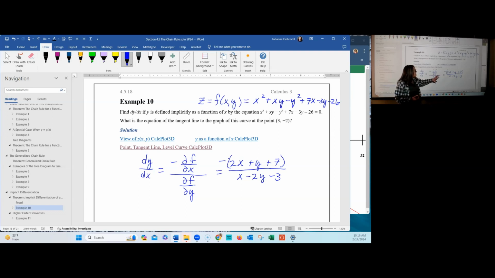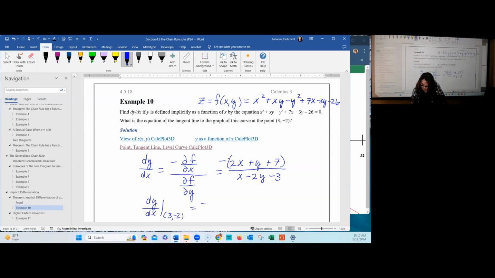When we're looking at this, the next thing we're asked to do is find the equation of the tangent line at a particular point, at the point 3, -2 in the xy plane. Since we set z to 0, you can also think of it as an ordered triple, 3, -2, 0. Now let's go ahead and evaluate the first derivative of y with respect to x at that ordered pair.